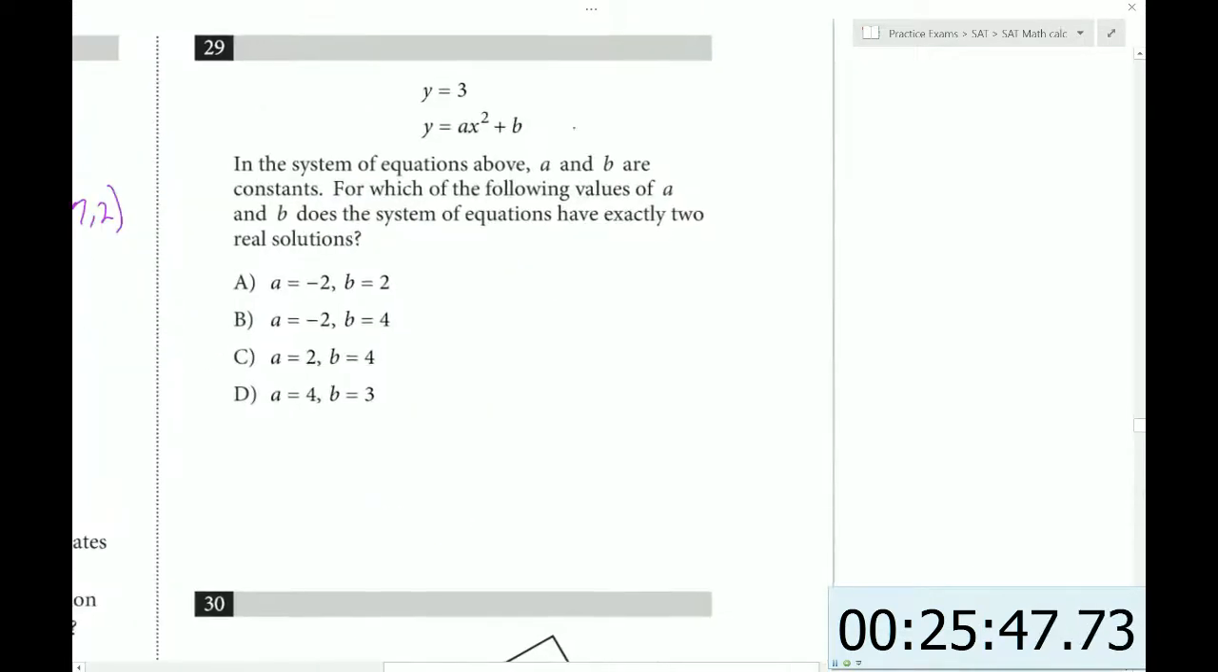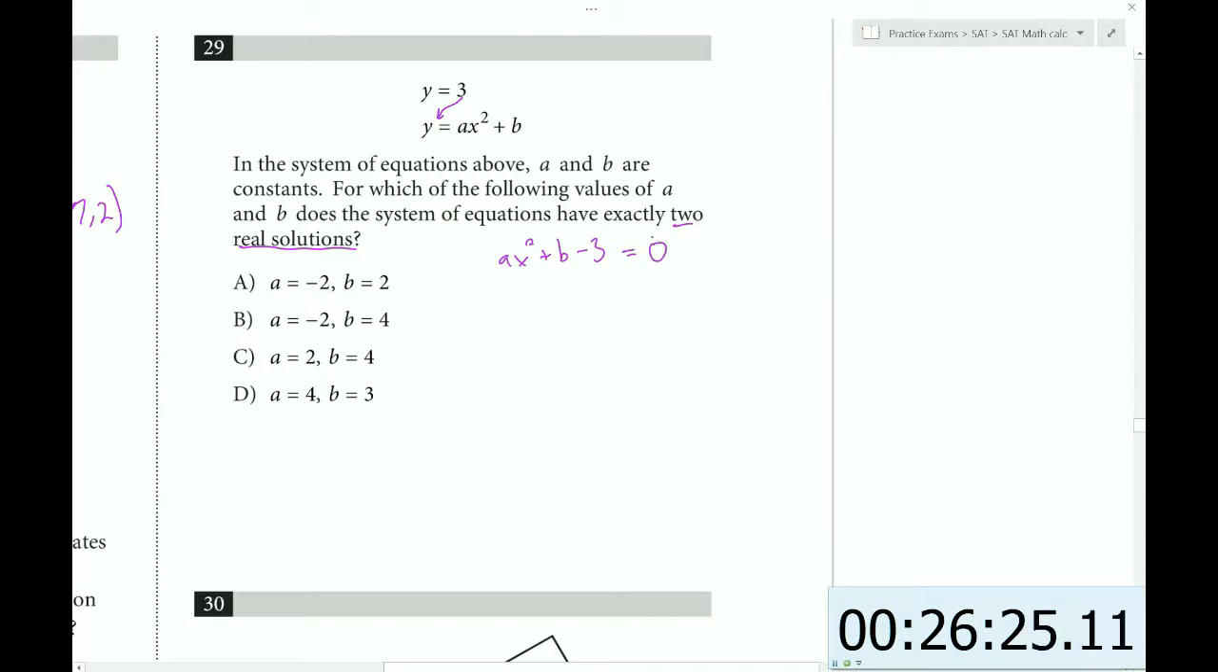In the system of equations above, A and B are constants. For which of the following values of A and B does the system have exactly 2 real solutions? Let's see here. So we can plug in 3 for y. So 3 equals ax squared plus b. And from here, there are several ways that we could solve this. Let's think first about nature of roots. So we could subtract 3 to this side. Then it would equal 0.